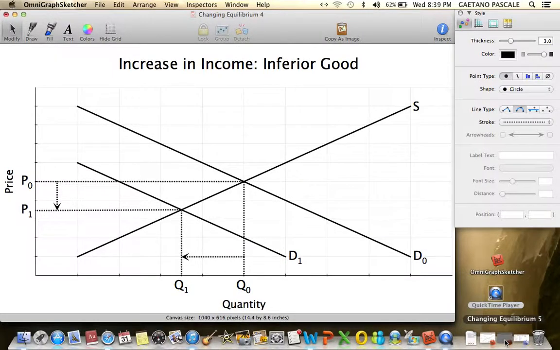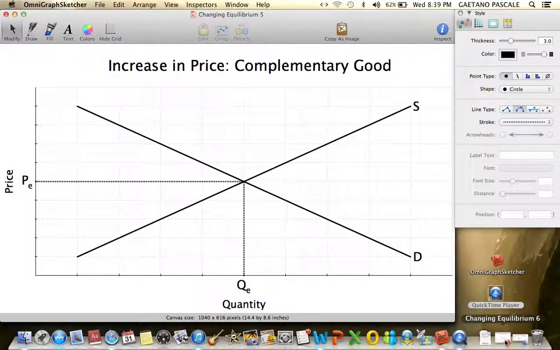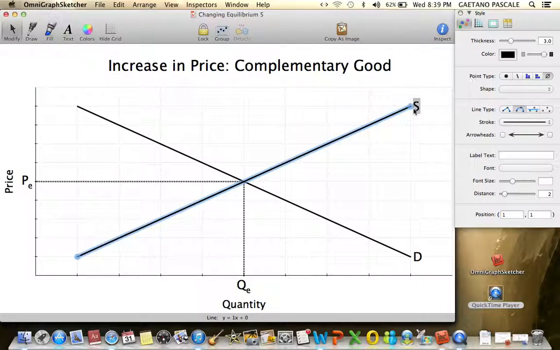Let me give you an example when we talk about related goods. In particular, let's talk about complementary goods. And I can see, once again, I've got to do a bit of housekeeping to group these together. Again, apologies for the delay here.